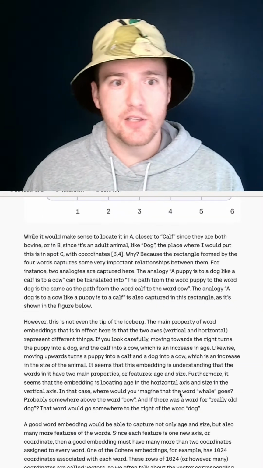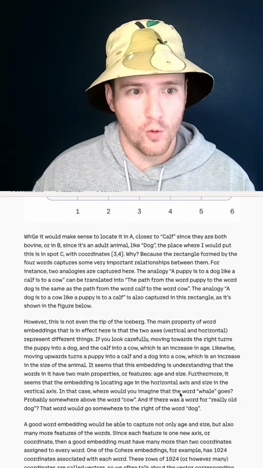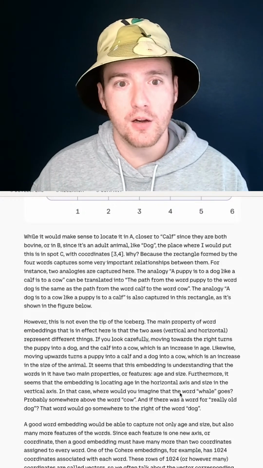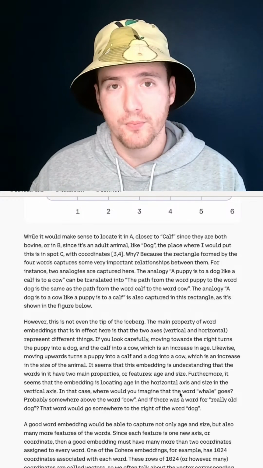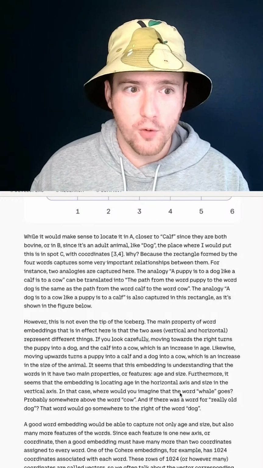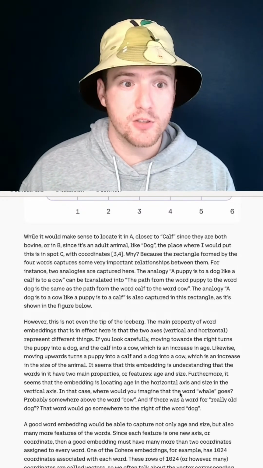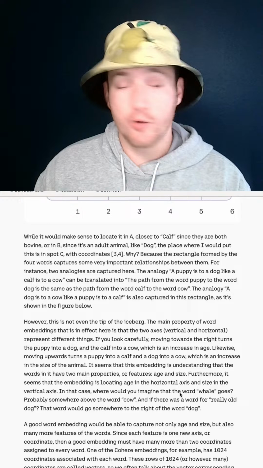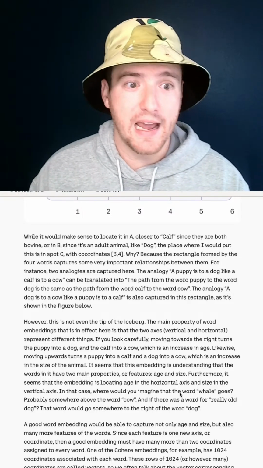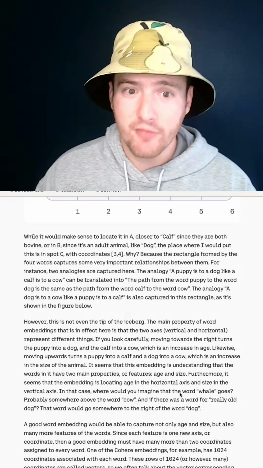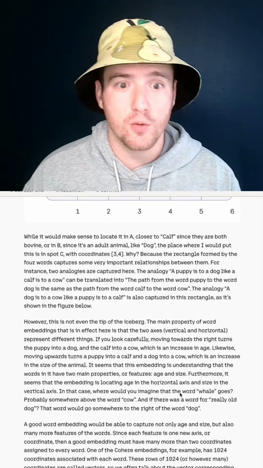While it would make sense to locate it in A, closer to calf since they're both bovine, or in B since it's an adult animal like dog, the place where I would put this is in spot C with the coordinates 3, 4. Why? Because the rectangle formed by the 4 words captures some very important relationships between them. For instance, two analogies are captured here. The analogy a puppy is to a dog like a calf is to a cow can be translated into the path from the word puppy to the word dog is the same as the path from the word calf to the word cow.